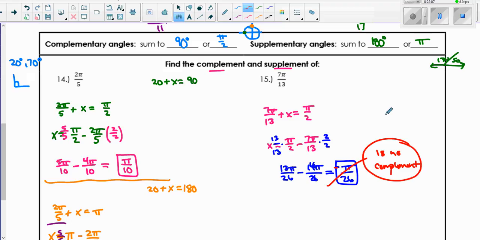Okay, that'd be like saying, what angle is complementary to 110 degrees? Well, 110 degrees is already greater than 90, so you'd have to take angle away from it, and you can't do that. Okay, so no complement.